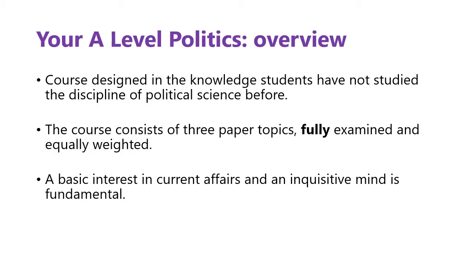The structure of the A-level politics course takes into consideration the fact that you have never studied it before. It doesn't exist as a GCSE, and so students are new to the study of political science, and the qualification takes this into account. The course on the whole consists of 3 paper topics. These are fully examined and equally weighted at 33.3% each.